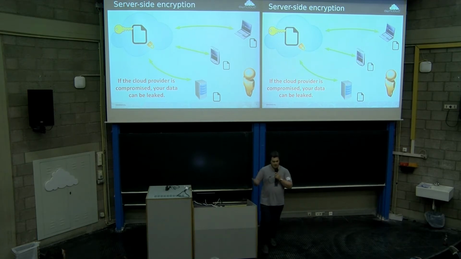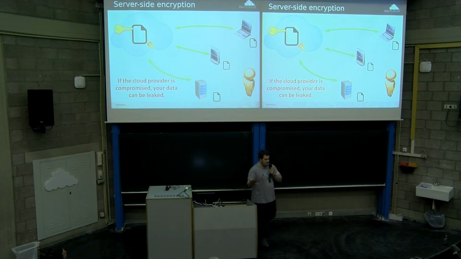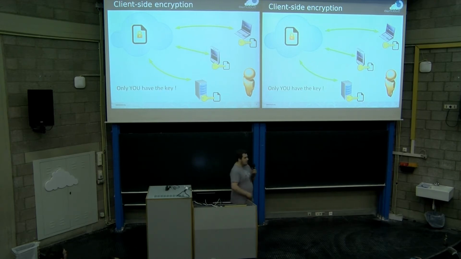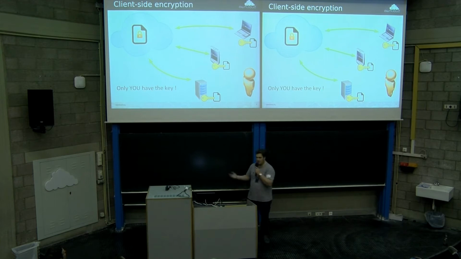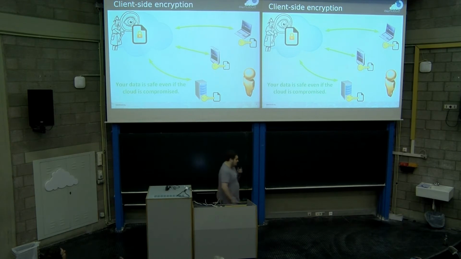So that's not good. A compromise can be that he is legally compelled to give access to your data, like it happened to Lavabit, or he can be hacked and this kind of stuff. So maybe for your most sensitive data, you want to use client-side encryption, where the cloud provider doesn't have the key. Only you have the key to protect your data, which means that even if the server is compromised, your data is safe. There is no leakage.